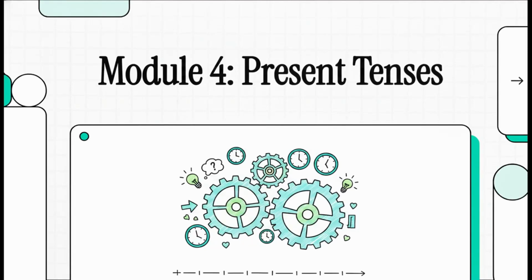Welcome to this explainer for Module 4, Chapter 18. Today, we're going to completely demystify present tenses so you can speak English with absolute 100% confidence. You know, tenses are literally the ultimate foundation of the English language. They're like the gears that make your sentences turn correctly, letting you express exactly when something is going down. And in this session, we're focusing entirely on the now.